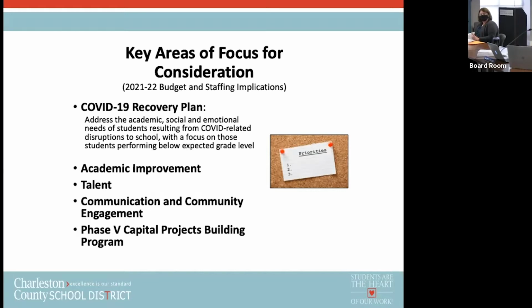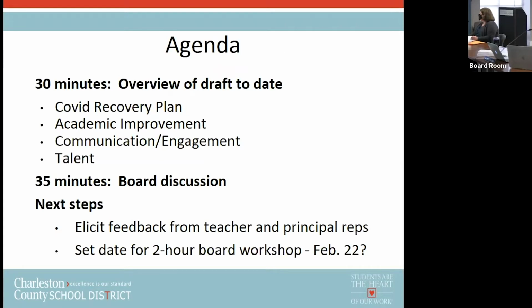So these are the 5 priorities we suggested for the board's consideration at the end of the last meeting, under the superintendent's report. The next slide simply shows you the agenda that I just talked about: 30 minutes for us to present, then 35 minutes for the board discussion, and then next steps. After today, in the next 2 weeks, we will work with principal and teacher representatives to get their feedback. And then we'd like to set about a 2-hour board workshop to work on these priorities on February 22nd, if we possibly could, because as you can see, our work for next year needs to be aligned to these priorities.